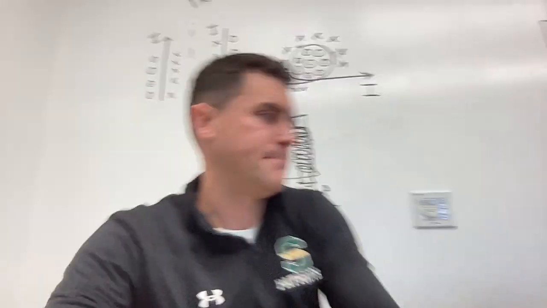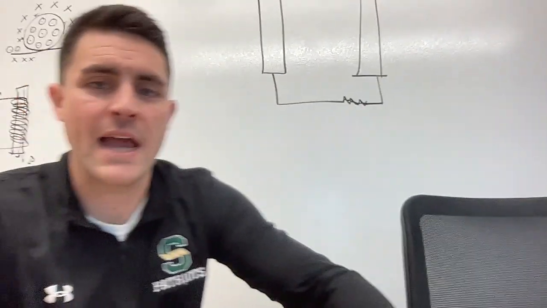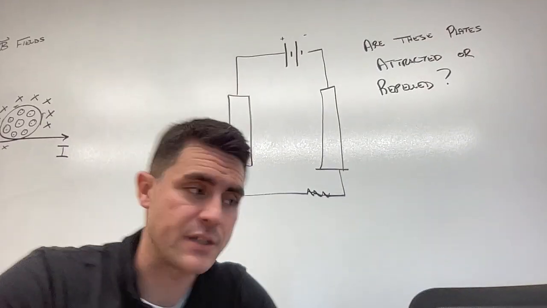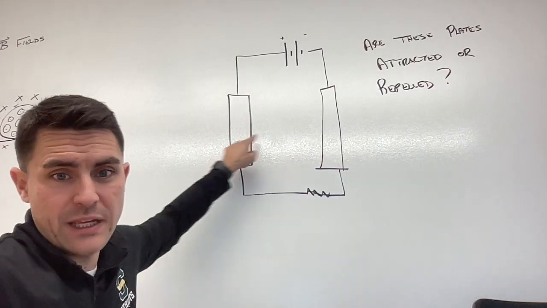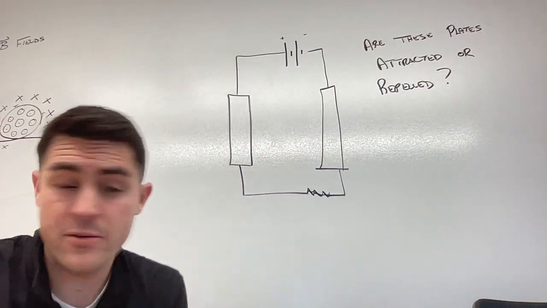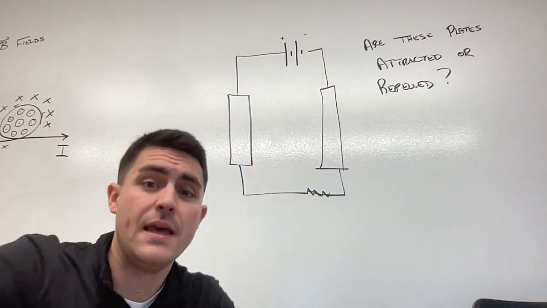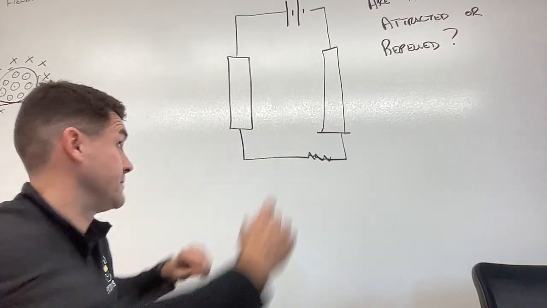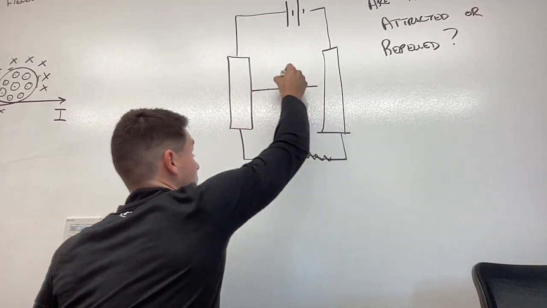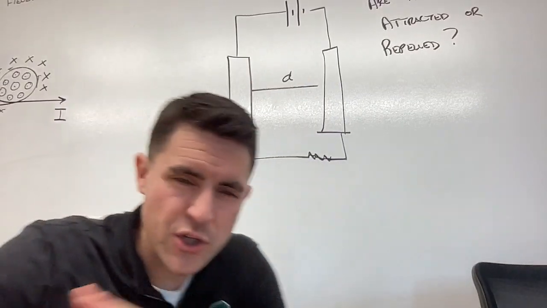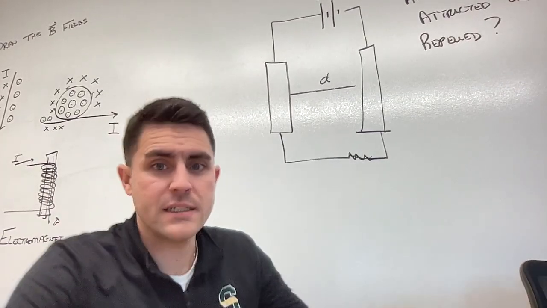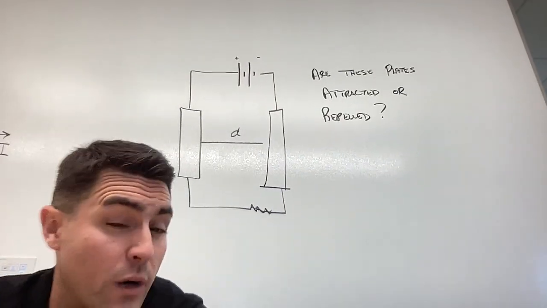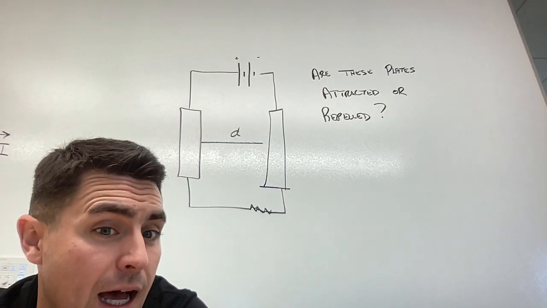Let's try an example problem. I now have a circuit, and in that circuit, I have two parallel plates. These plates are just thin. Maybe they're aluminum. They're very light. And they are separated by a distance of d. Okay? My question to you is this: will these plates be attracted or repelled from each other when I turn this circuit on?